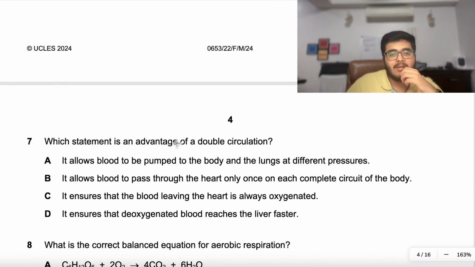Question 7, which statement is advantage of a double circulation? So D part says it ensures that deoxygenated blood reaches the liver faster. No, this does not make sense. It ensures that the blood leaving the heart is always oxygenated, which is also not making sense, because the heart is responsible to handle both oxygenated and deoxygenated blood. It allows blood to pass to the heart only once. It does not satisfy the term double circulation, so B can also be eliminated. So the correct answer is A here.